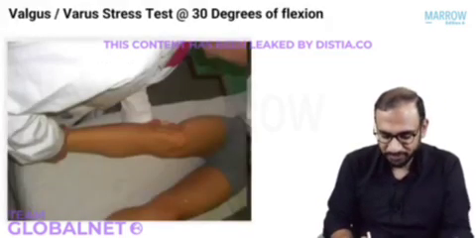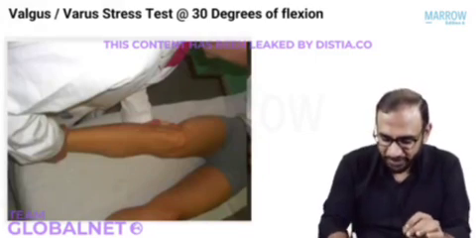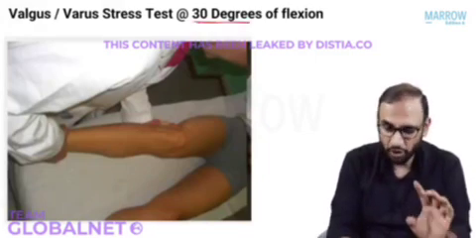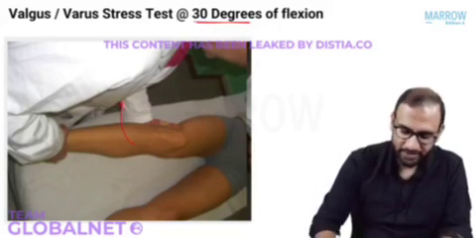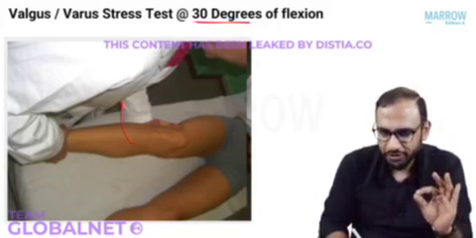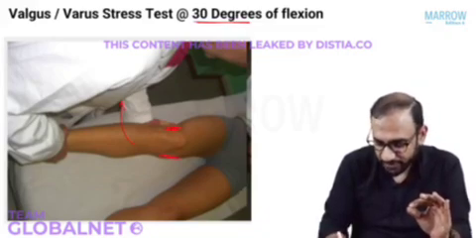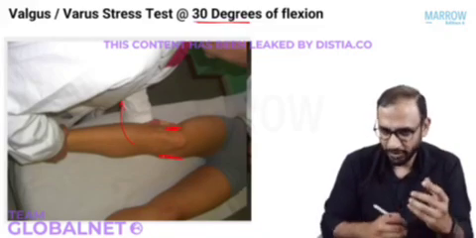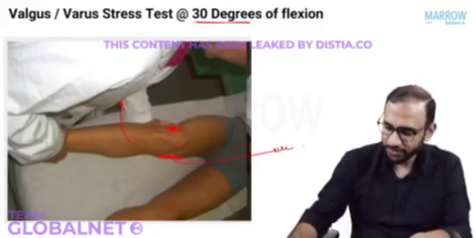So look at this. We take the patient. We make them lie down. We flex the knee to 30 degrees. Not full extension, 30 degrees. And now we apply valgus or abduction force. When you're applying valgus or abduction force, friends, which ligament are you testing? LCL or MCL? When you're applying valgus force, you're testing the MCL. Let me show you here.